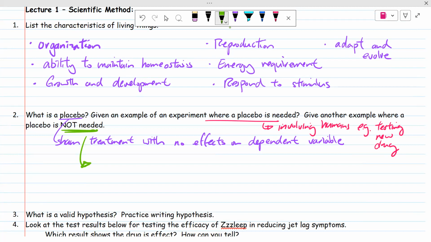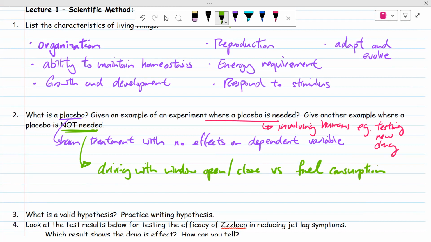Not needed would be like testing driving with the window open or closed versus fuel consumption.